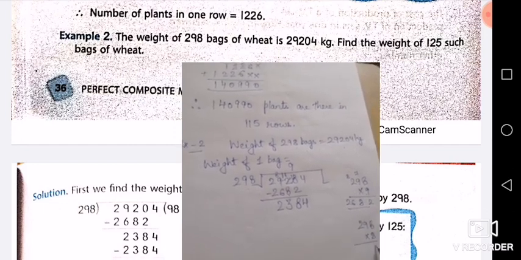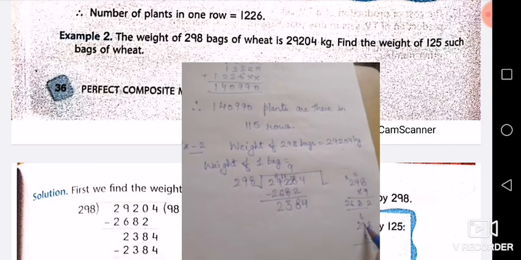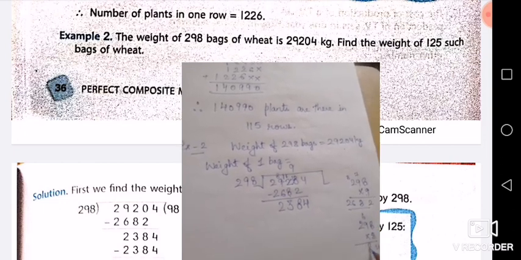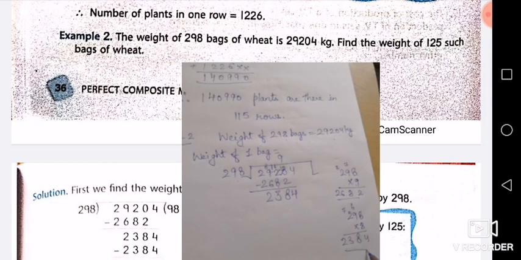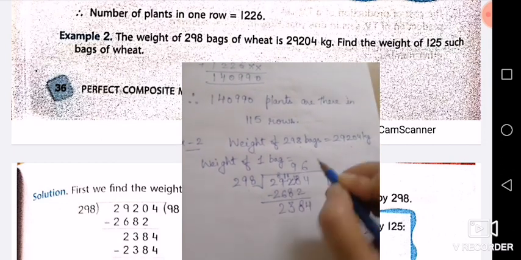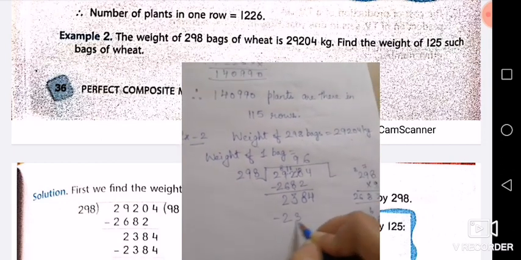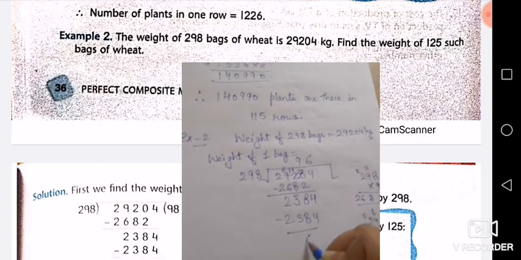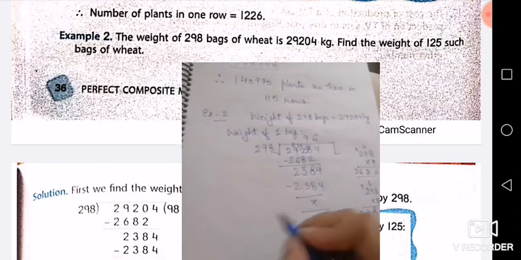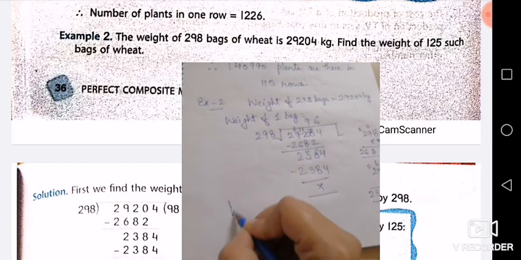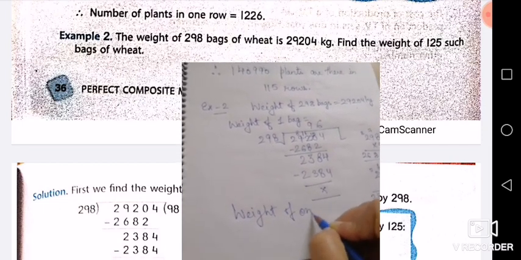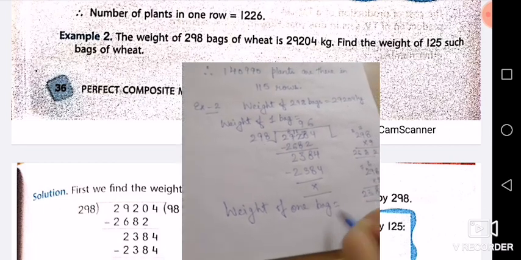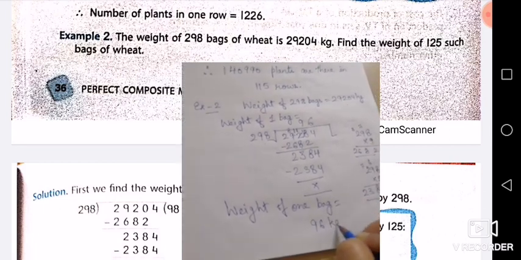We will do it, 8 8s are 64, 6, 8 9s are 72, 6 78, 7, 8 2s are 16 plus 7, that is 23. So you will write here 6 times, that is 2384. So what is the weight of one bag? So you will write here weight of one bag. What is the weight of one bag is 96 kg.